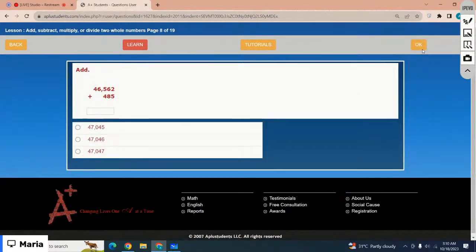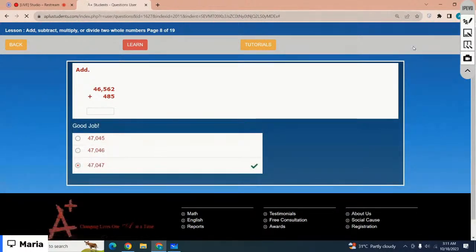Okay, you have to add. Which is the correct option? When you add, the correct option is 47,047. That would be the correct option.